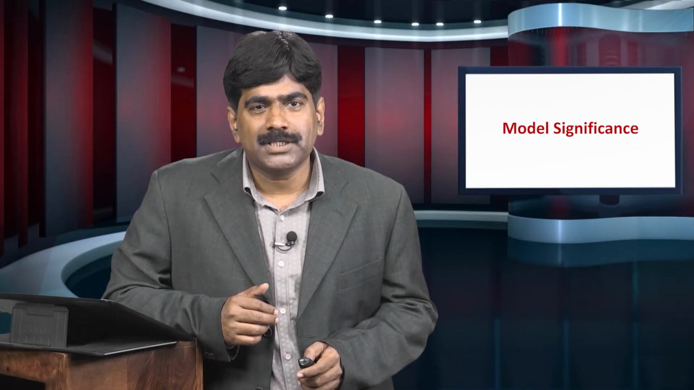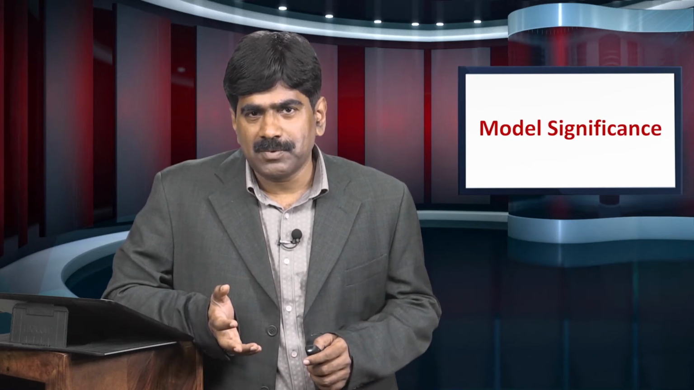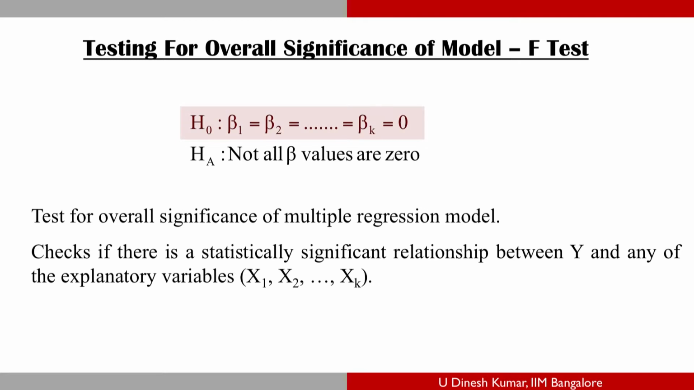Hi, welcome back. In this session, I am going to talk about tests for the overall model and individual variables. Remember, we are talking about multiple linear regression, so we have more than one explanatory variable. So, we put a null hypothesis as beta 1 equal to beta 2 and so on up to beta k equal to 0 against an alternative hypothesis that not all betas are 0.